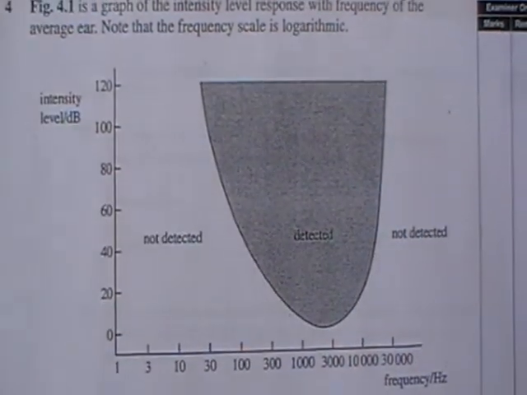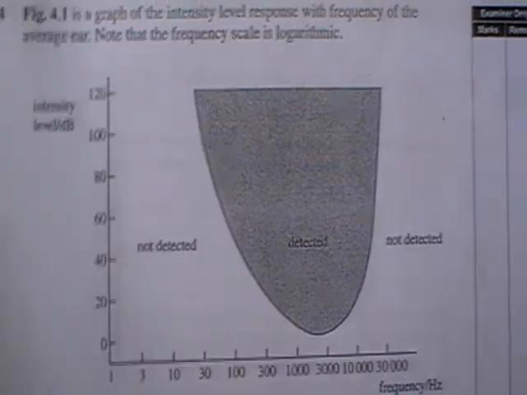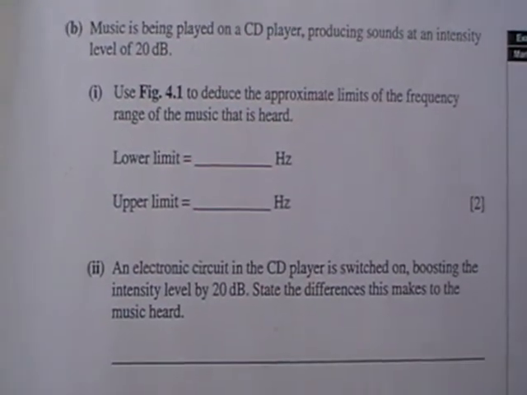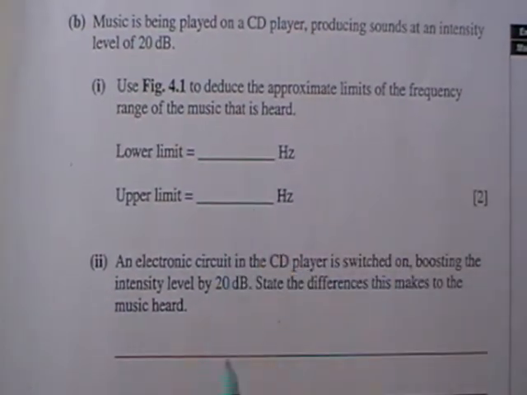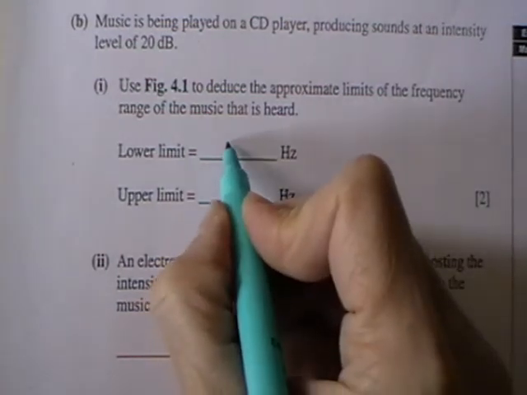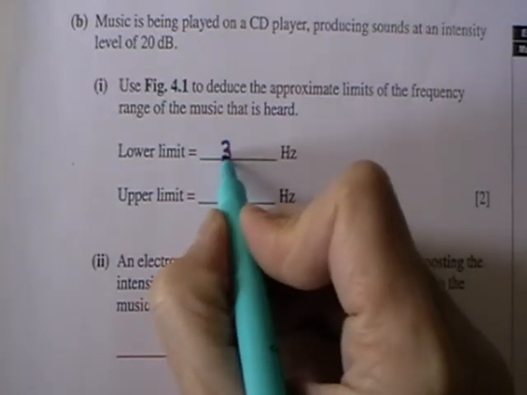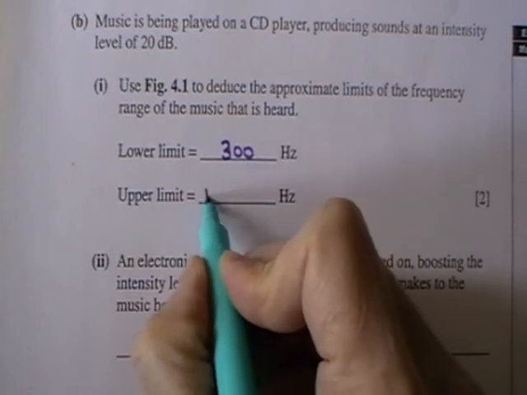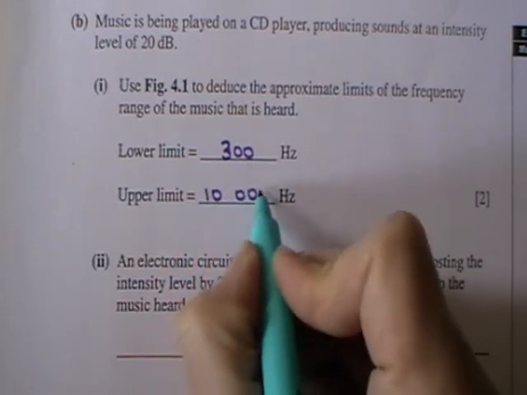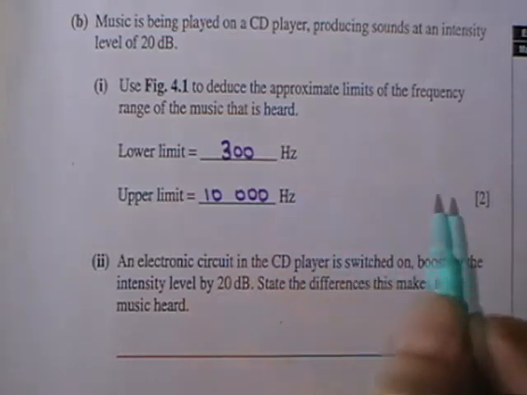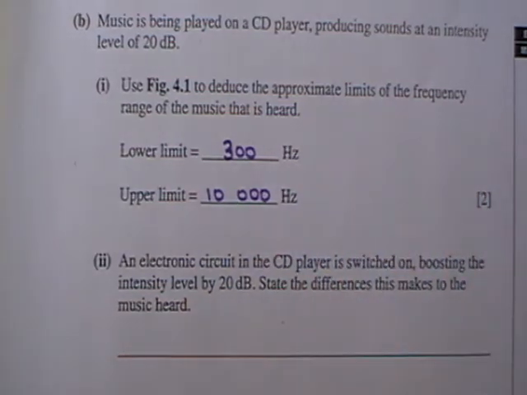And so those are the two ranges. Now if you drew that with a ruler and a sharp pencil, you probably get that much more accurate. But 300 it was, to roughly about 10,000. And there's always a plus or minus in here that you could read that off.